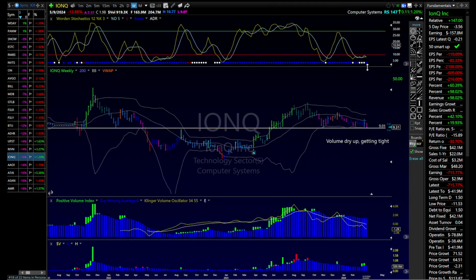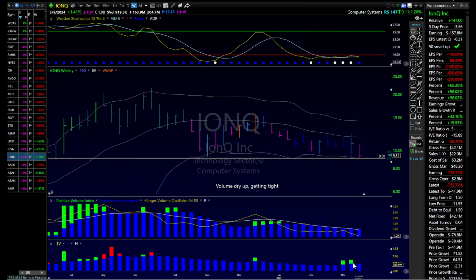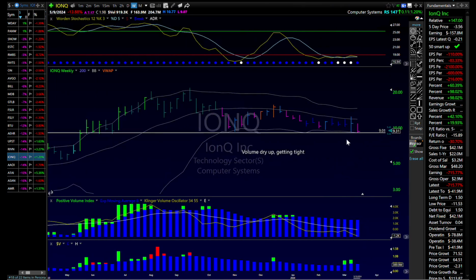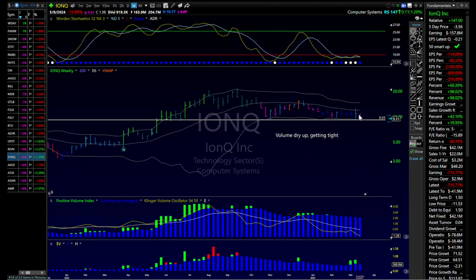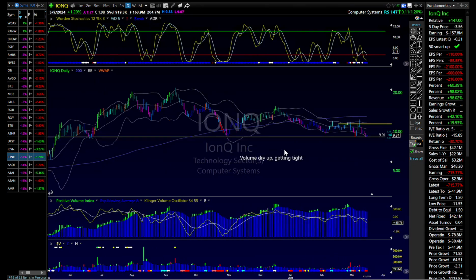IonQ is a weekly squeeze. Momentum is not there right now. You've got the volume heading down. Volume's drying up. There's not really been any selling. You have buyers coming in here and here. And this week, there were no buyers. So where are they? Why aren't they buying it? But it's still holding the Bollinger Band. I mean, I could easily see this breaking out to the upside. It could go either way.